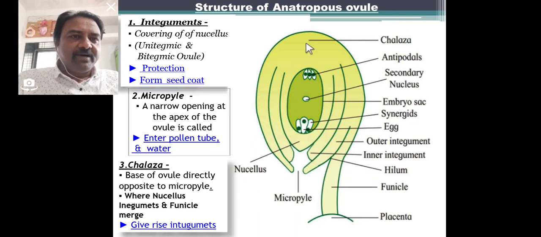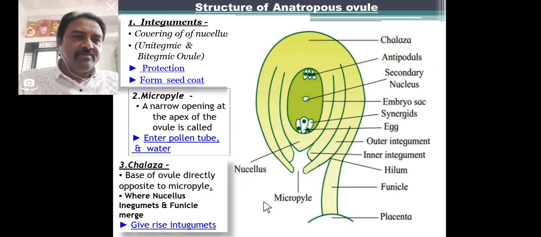Chalaza is one of the parts where the nucellus, integument and funicle merge. Here the integuments arise from the chalaza. So the function of the chalaza is to give rise to the integuments.